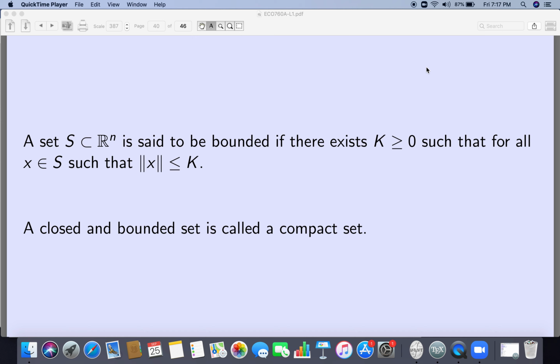So in that way, suppose S consists of the number 0, the origin, the zero vector. Then if I take k equal to 0, the inequality would be satisfied. So those are the special cases where I have put k equal to 0. In most cases k is positive. Okay. So a set which is closed and bounded is called a compact set.